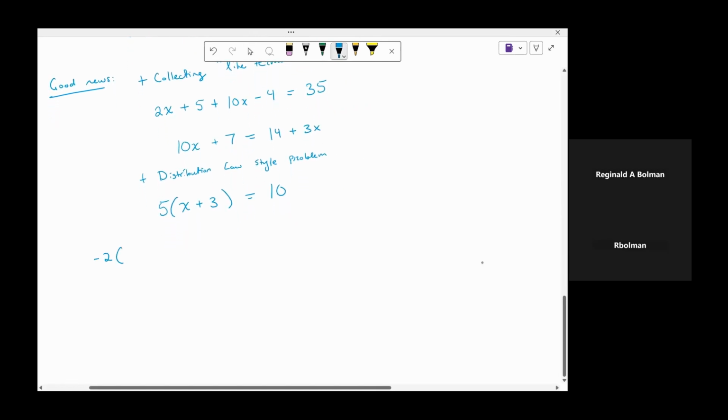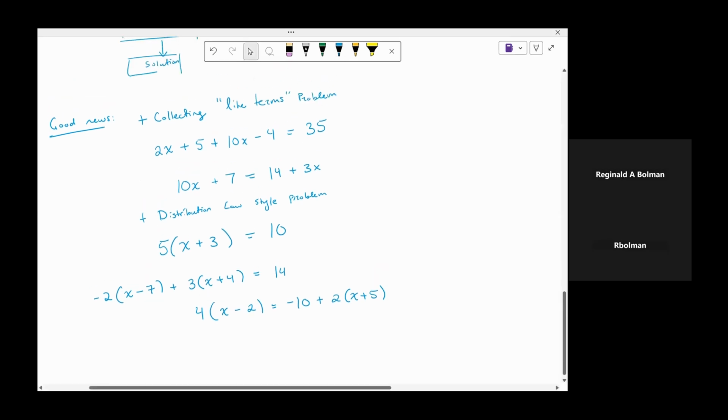In a more complex case, you may have something like -2 times the quantity x minus 7 plus 3 times the quantity x plus 4 is equal to 14. Or, of course, you might have a combination of different things going on. So you might have, say, 4 times the quantity x minus 2 is equal to -10 plus 2 times the quantity x plus 5. Something like this. So you could have a sequence of different places where you need to employ what is known as the distribution law. We'll show you how to do that here in a second.